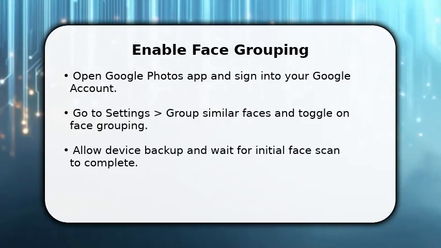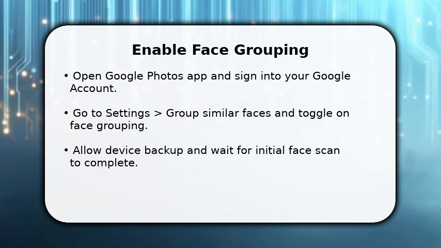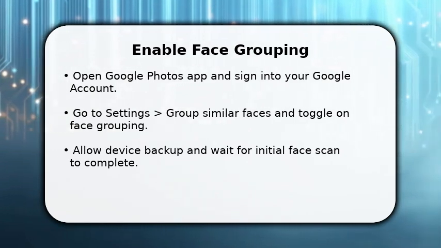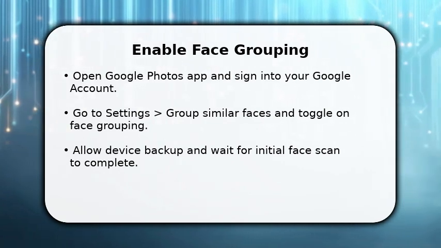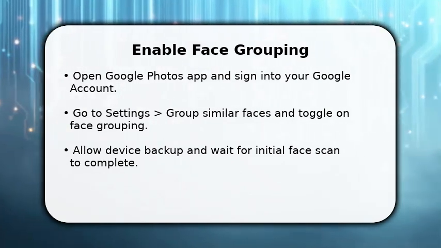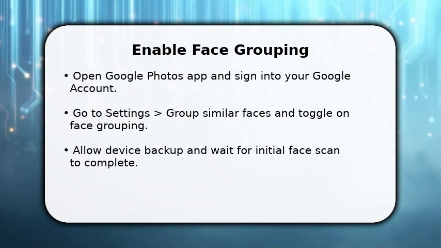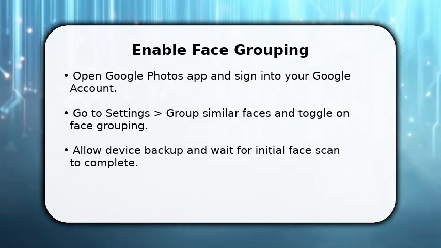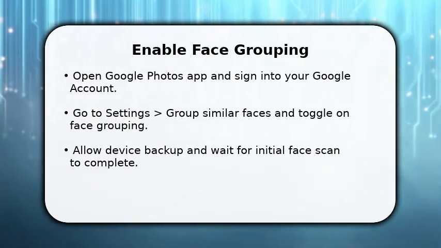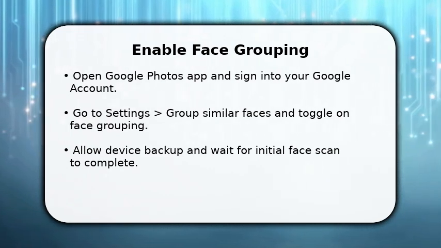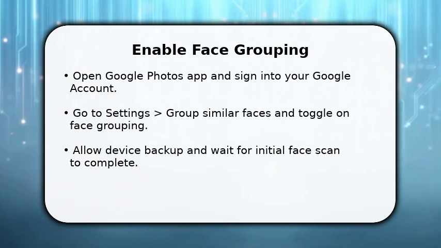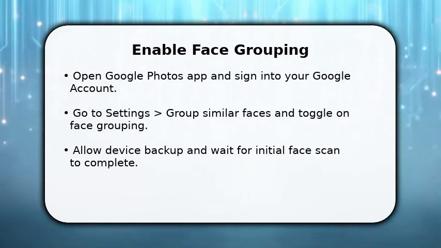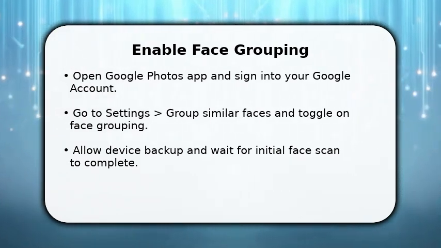You start by turning on face grouping so Google Photos can detect faces in your library. Open the app, sign in, then tap Settings and enable Group Similar Faces. This lets the system cluster faces automatically. You should also confirm backup is active so uploads include facial data, otherwise new photos won't be scanned. Once done, give the app time to process. Initial scanning runs in the background and creates face groups you'll name in the next steps.